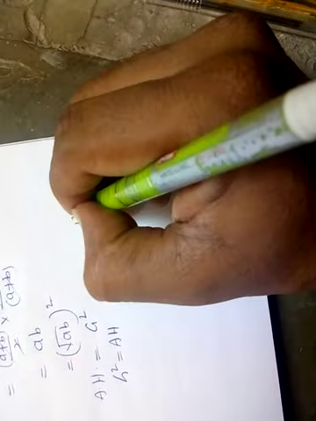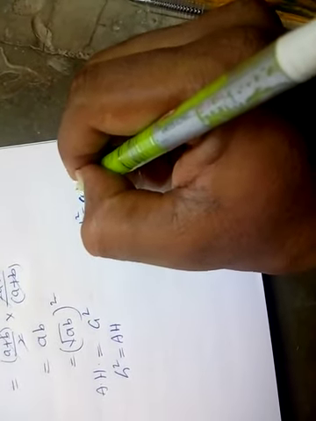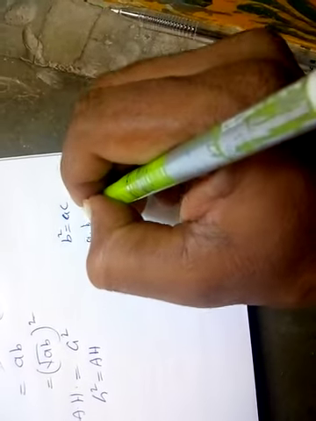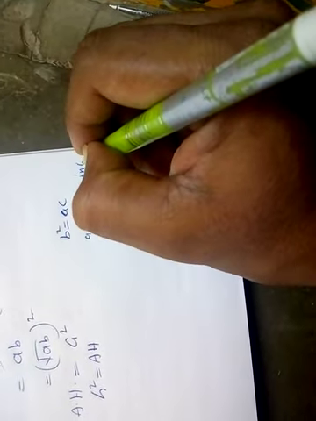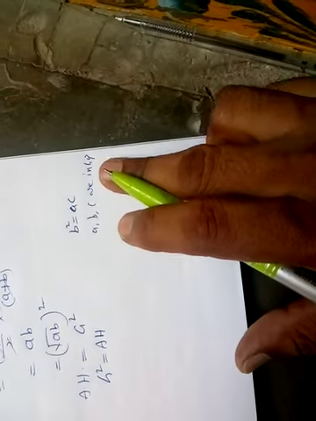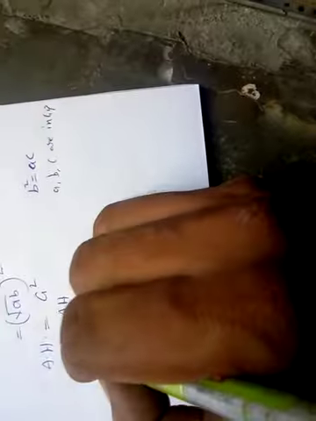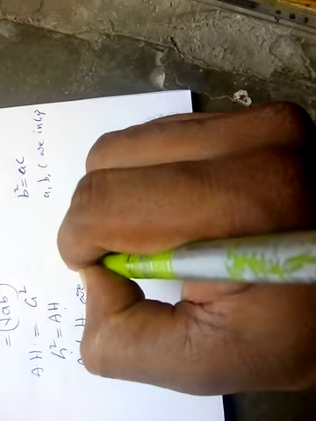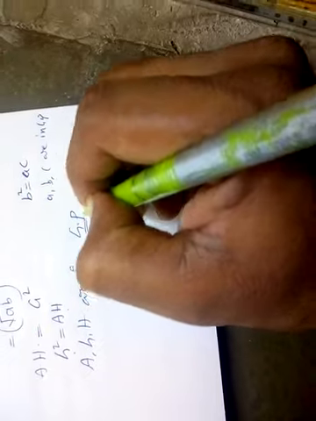Already we know it: if B square is equal to AC, then A, B, C are in GP. So here G square is equal to AH means A, G, H are in geometric progression.